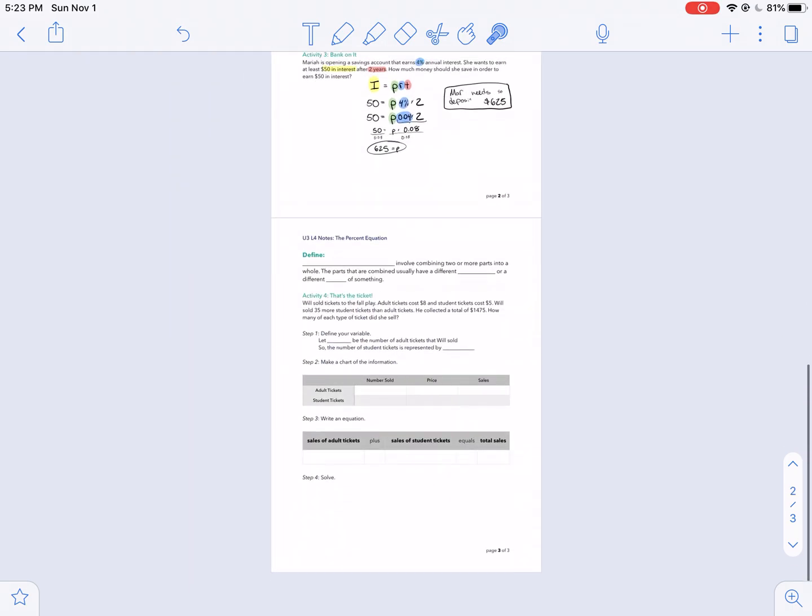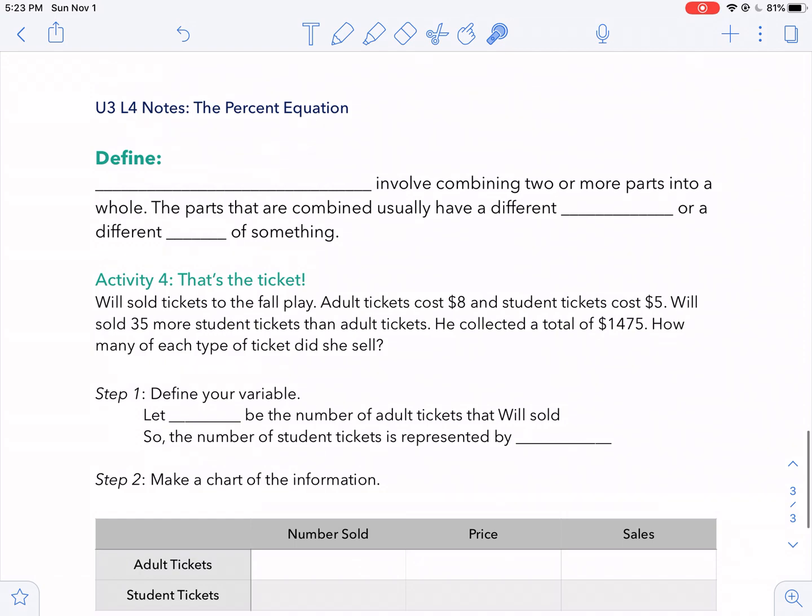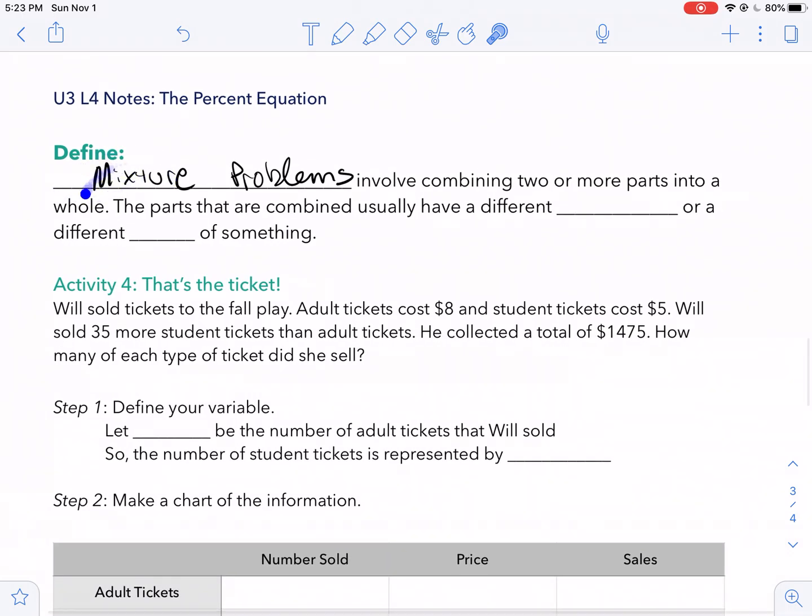For our last problem, we have a mixture problem. A mixture problem is what you need to calculate when you have a mixture. Oh dear. I don't know what's up with my spelling today, guys. So mixture problems are what happens when you mix things. Great, right? When you combine 2 or more parts into a whole part. The parts that are combined usually have a different price of something, or maybe they'll have a different percent of something. A classic mixture problem that you guys actually experience every day without noticing it is grades.